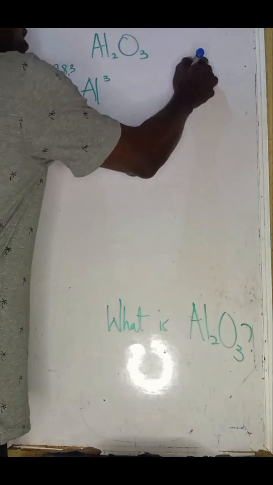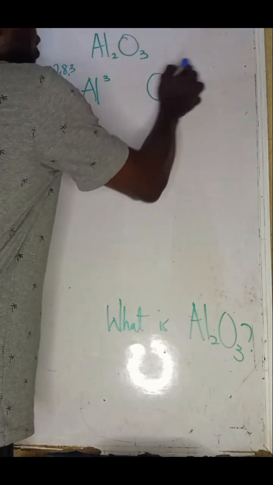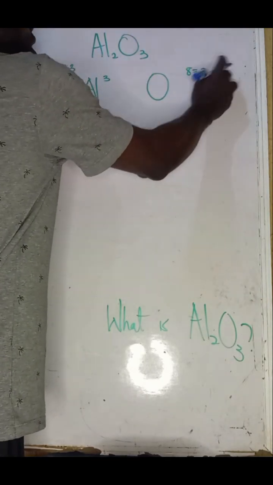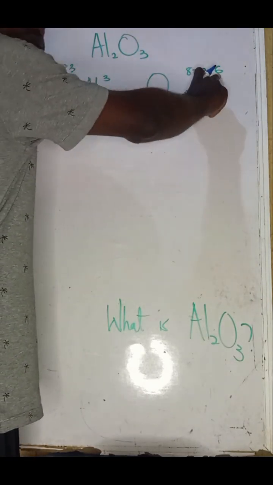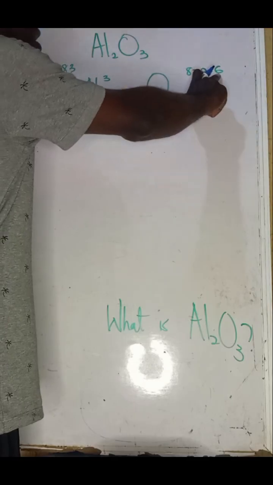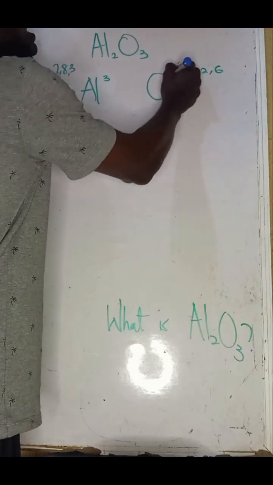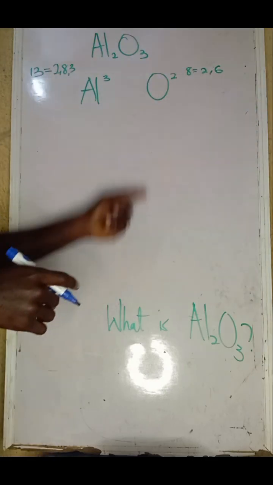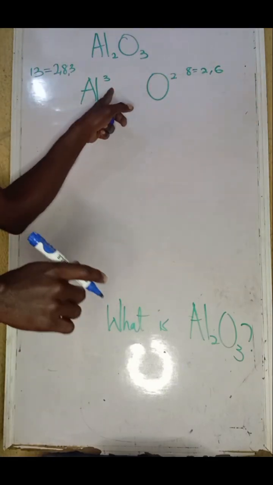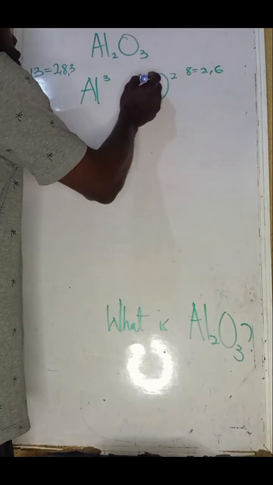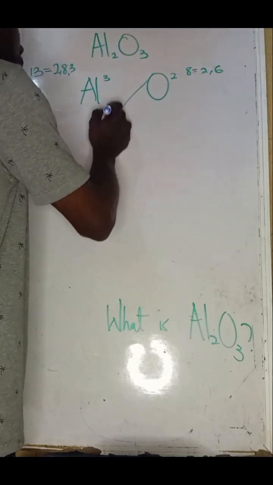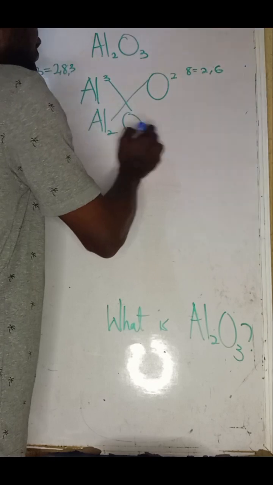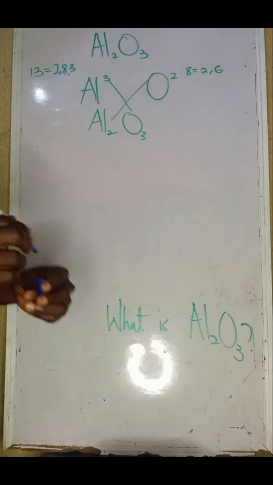Now, oxygen has 8 electrons. To configure it, it is going to be 2 and 6. It needs 2 more to complete the octet valence shell configuration. That is why it is always minus 2. Now, since we already know their valency, if they are combining, they will exchange valency. So the 2 of oxygen will come to aluminium, and the 3 of aluminium will come to oxygen. And that is how we form Al2O3.